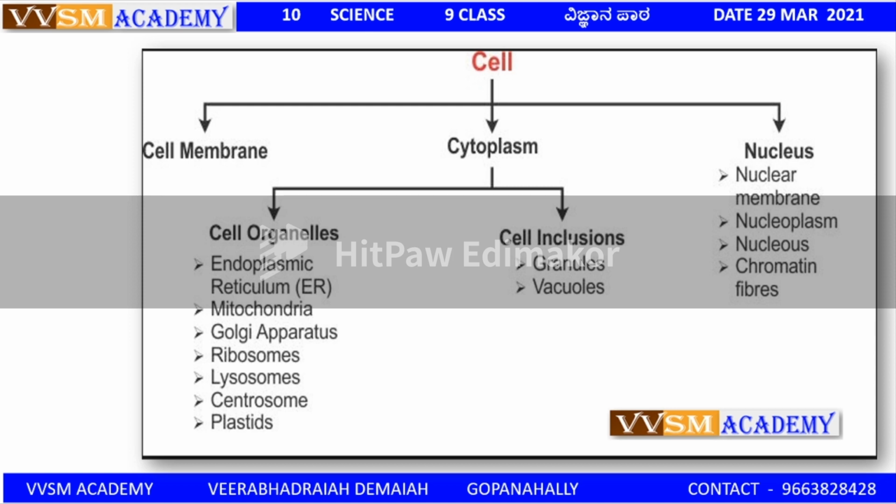And another important thing, the nucleus: nuclear membrane, nucleoplasm, nucleolus, and chromatin fibers. These are the very important components in the cell.